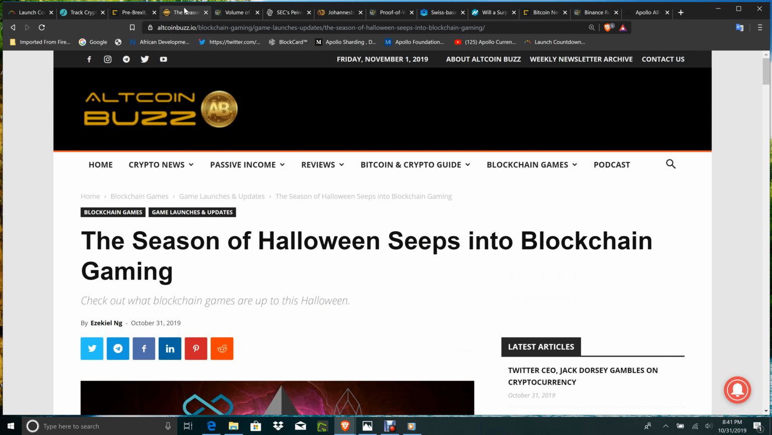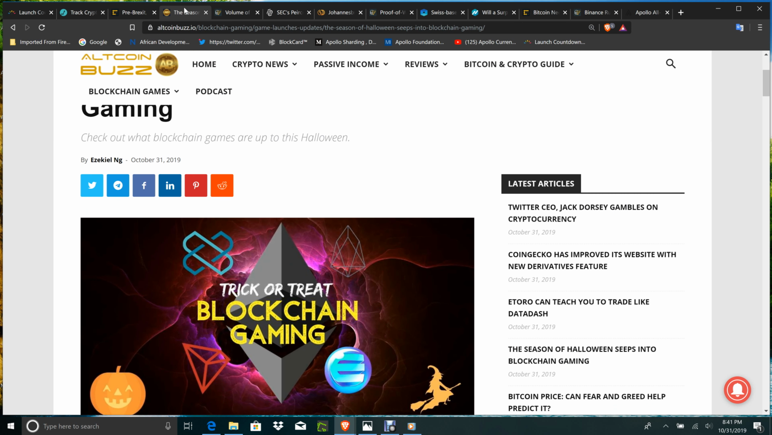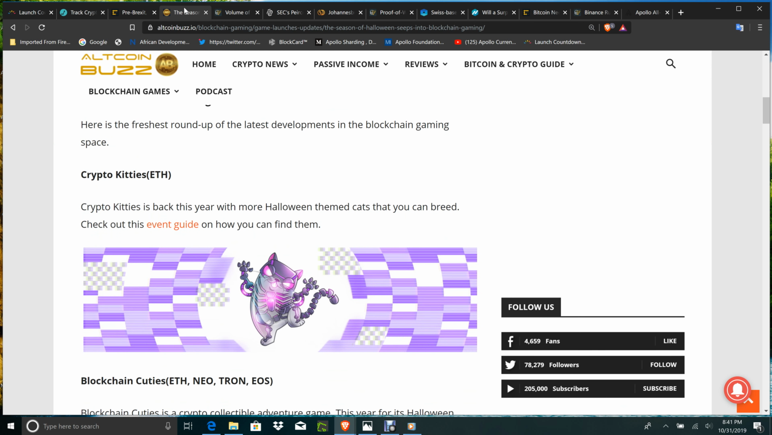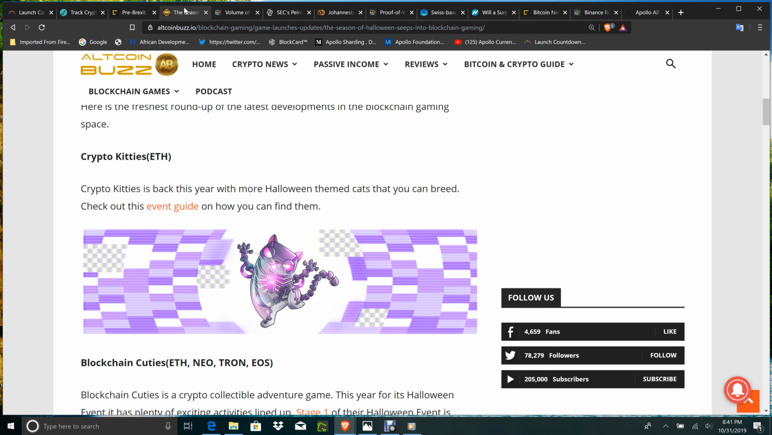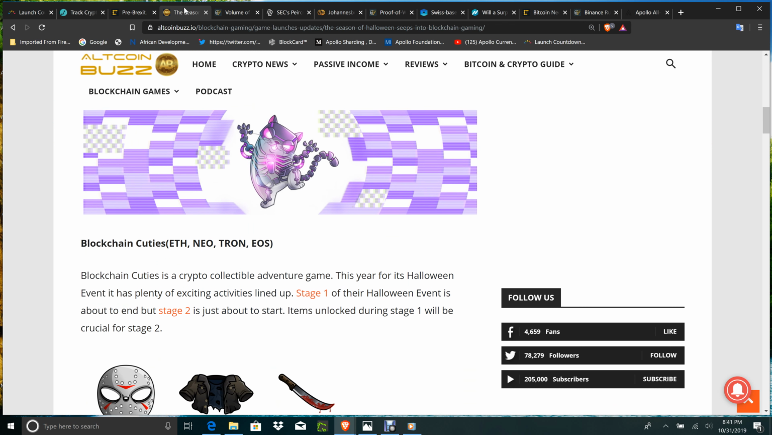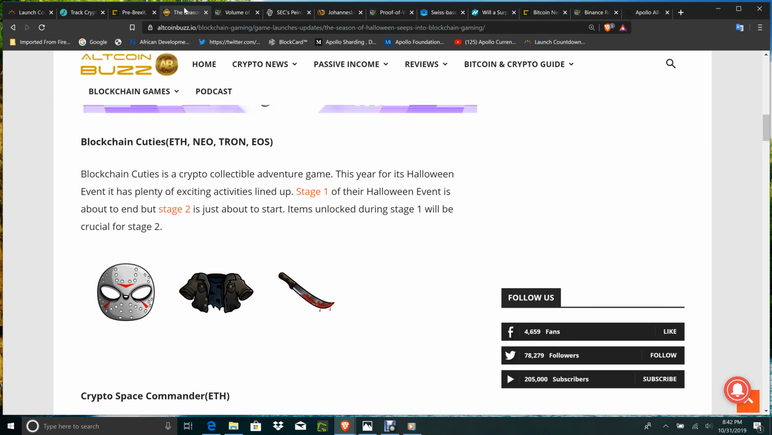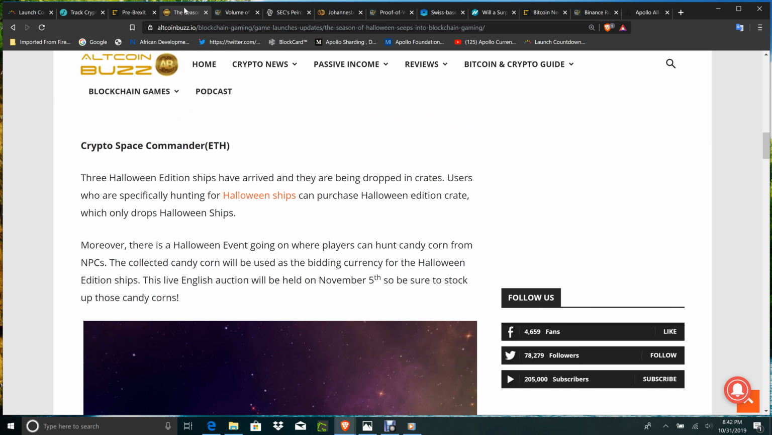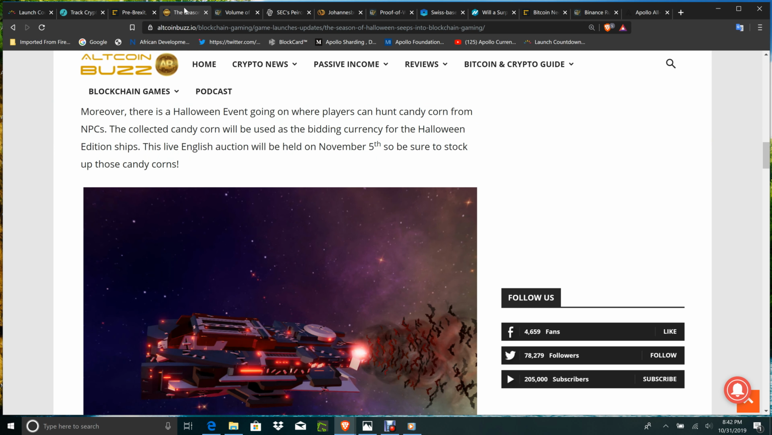Then you've got the season of Halloween seeping into blockchain gaming. CryptoKitties is back this year with more Halloween-themed cats that you can breed. Blockchain Cuties, ETH, NEO, Tron, EOS. You've got them. Crypto Space Commanders. You've got them.